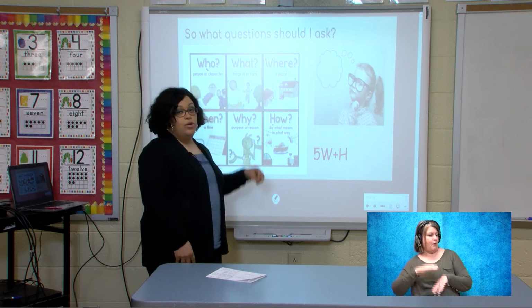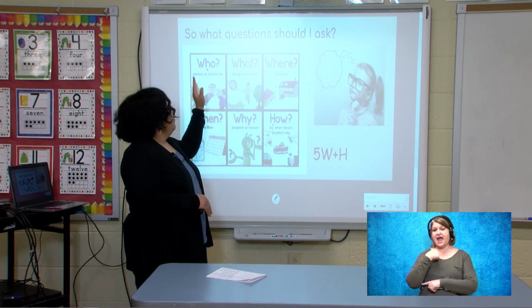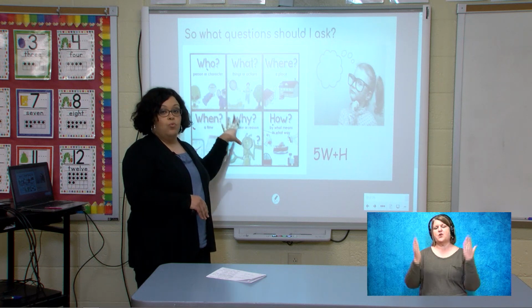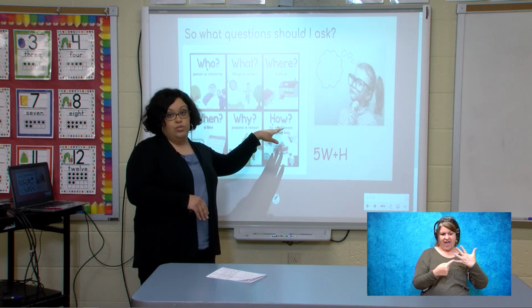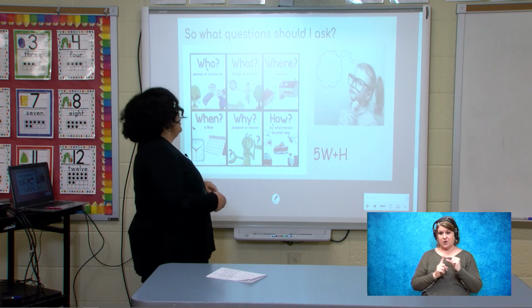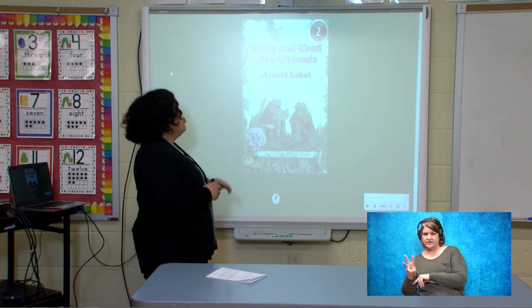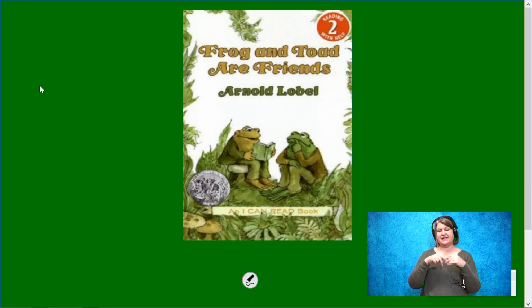So today I'm going to read a text and we're going to focus on these 5 W's and How question words of our text. Let's look at our text. Today I'm going to read to you Frog and Toad Are Friends. This is one of my favorite stories. Boys and girls, this is a good chapter book for first graders to start at.